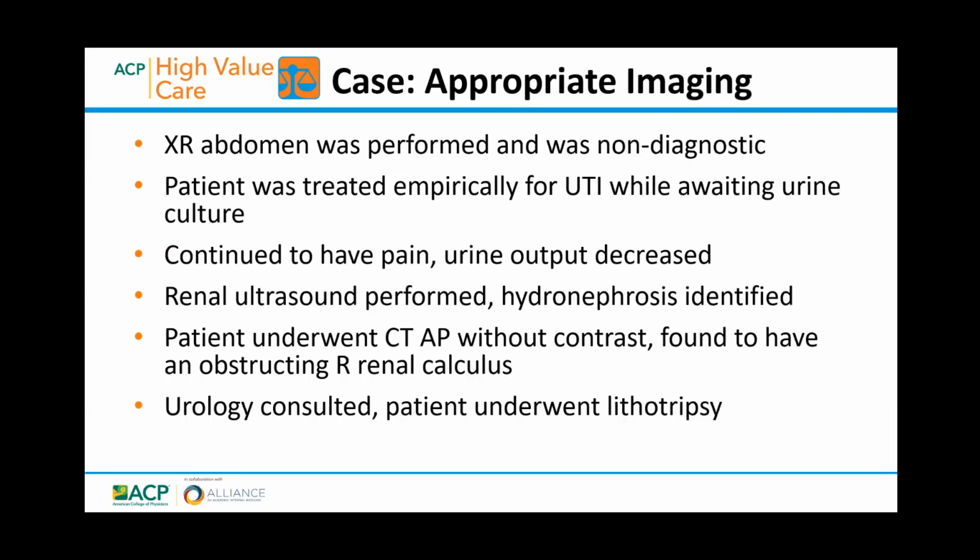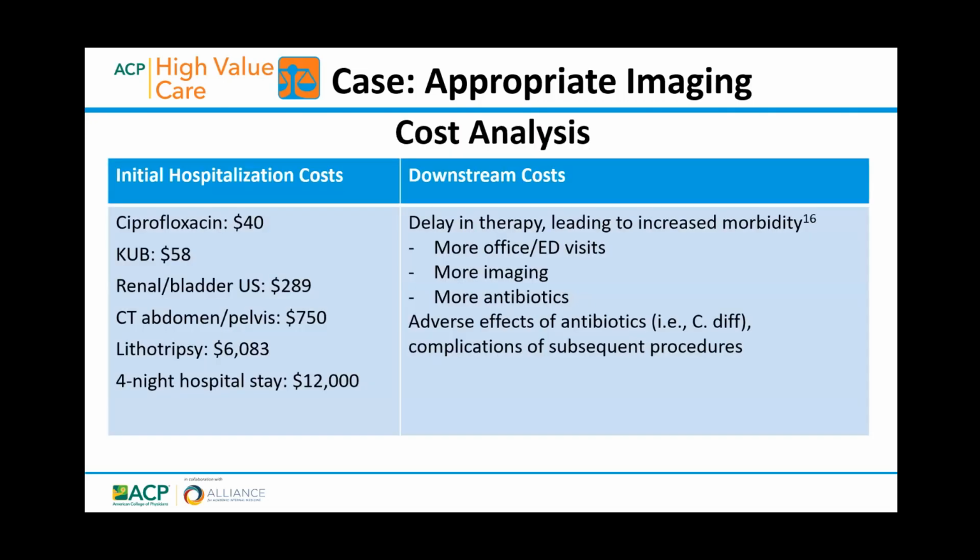So in this particular case, an X-ray of the abdomen was performed and was non-diagnostic. The patient was treated empirically for UTI while awaiting urine culture, continued to have pain, and urine output was decreased. A renal ultrasound was performed, hydronephrosis was identified, and then the patient went for the CT and was found to have an obstructing renal calculus, and then urology took over.